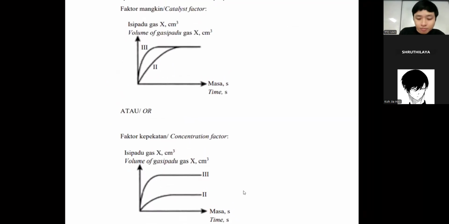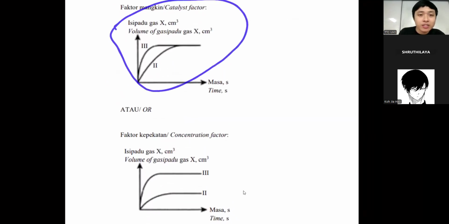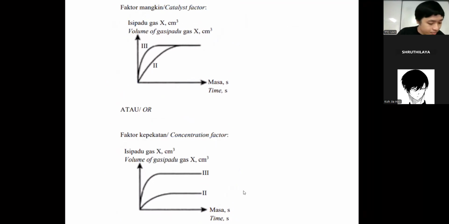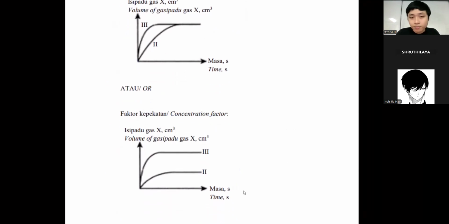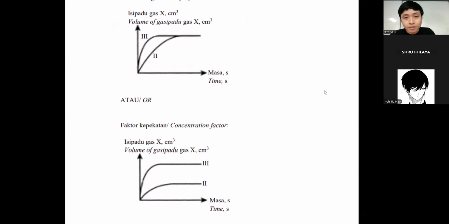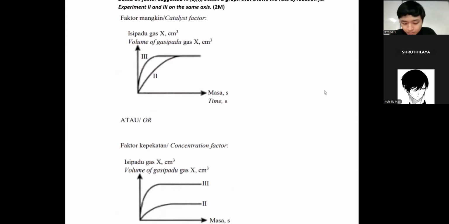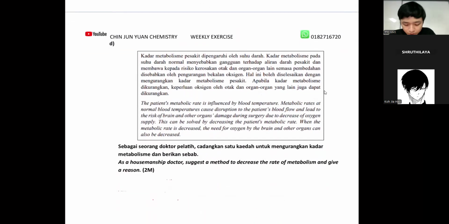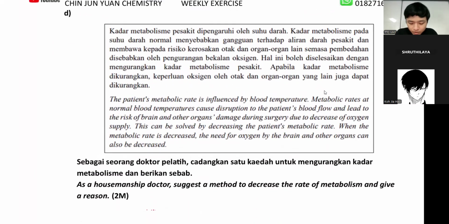You choose either one. If you just now wrote catalyst, then you choose this. If you wrote concentration factor, then you choose this. Done? 2 marks, drawing with labeling. Okay.